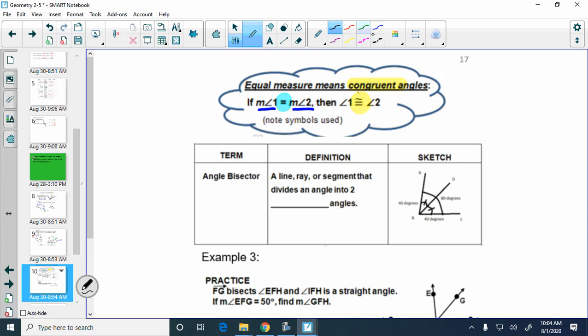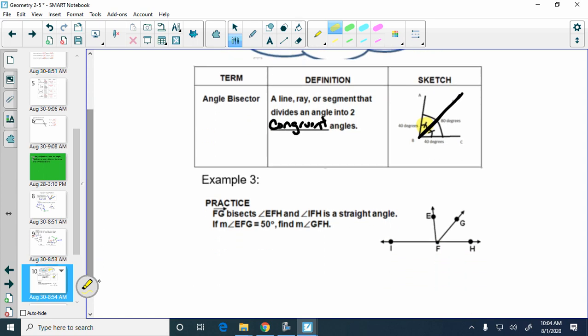So an angle bisector is something like a line, ray, or a segment that divides an angle into two congruent angles. Not only does it go between the rays of the angle, it divides it into two congruent angles. And if you'll notice these little marks on here, similar to what I used before, that little mark with the line on it means that it's the same as the other little mark with a line on it. And you'll see how this works as I do this next example.